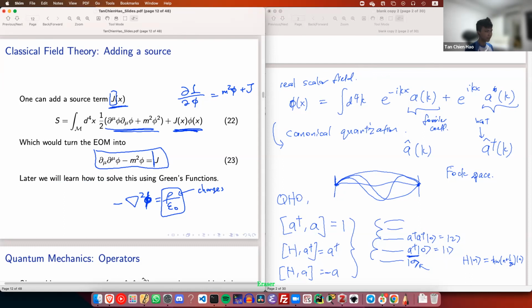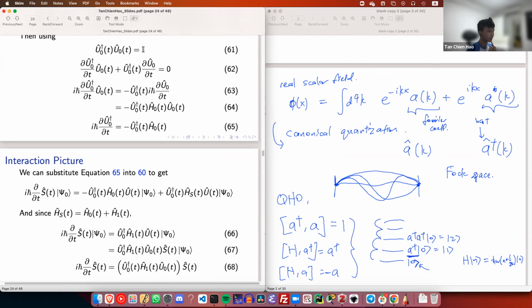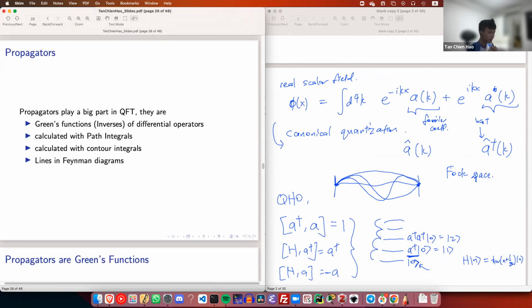Okay, now we're actually getting to a very interesting part: how do we solve such equations? That brings us to Green's functions. I'm going to skip over time evolution for now because I want to go to Green's functions. A huge part of quantum field theory is propagators. This is where we start to get to the fun calculations, but previously it was all just the prerequisites. Sorry, it took up almost an hour. I hope you weren't too bored by that.